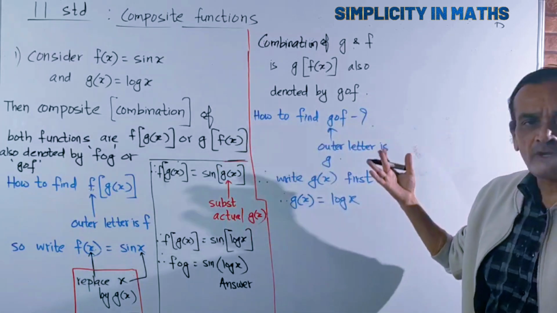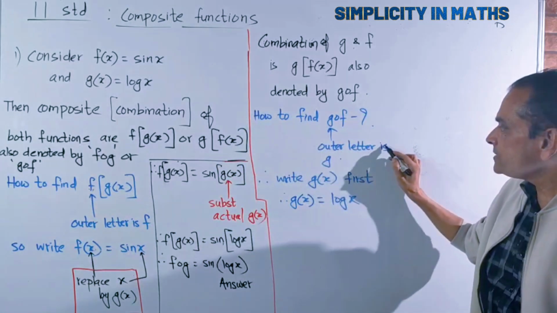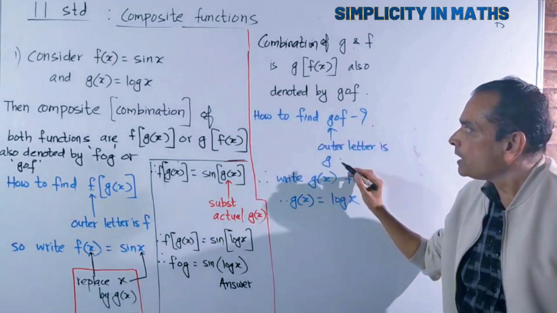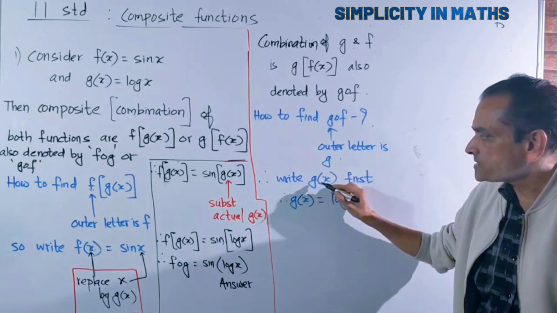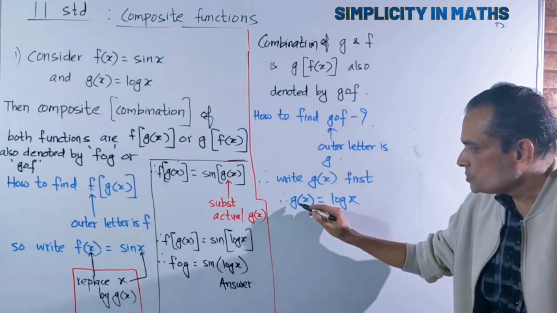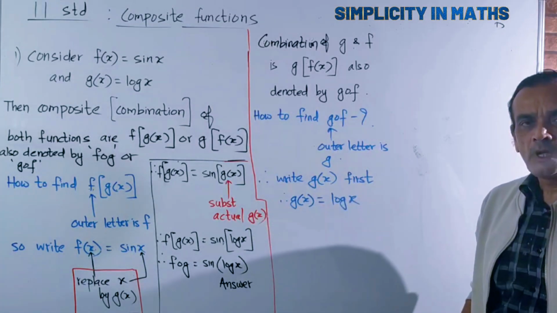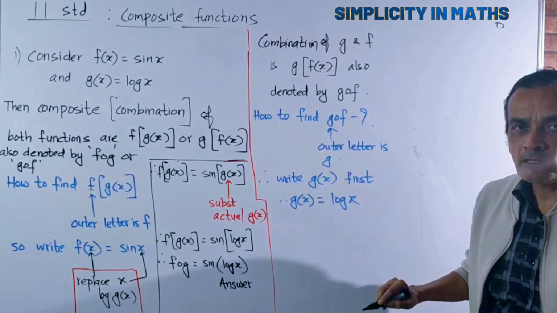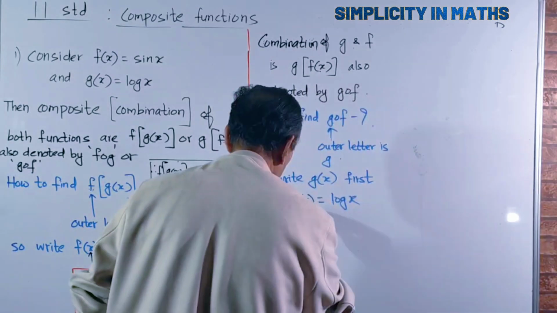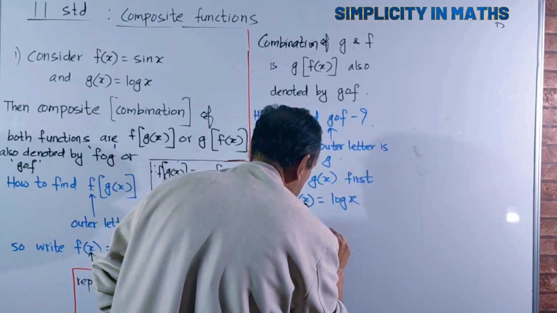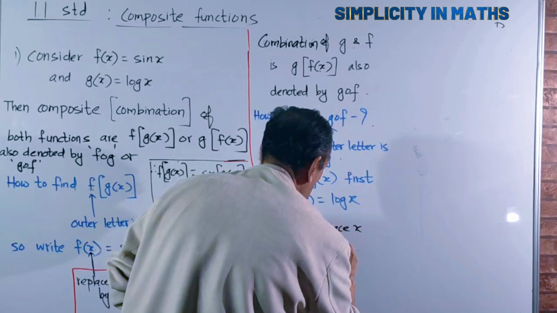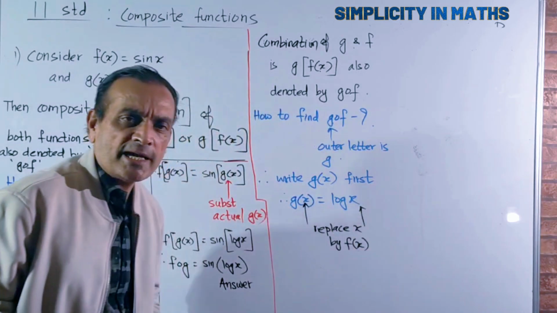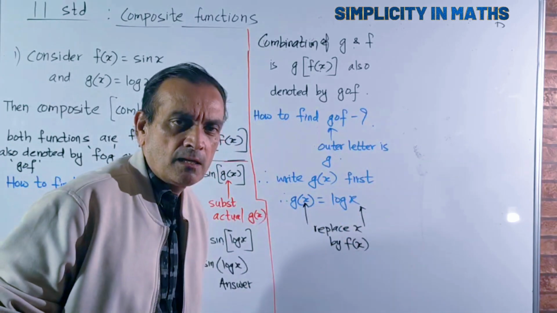How to find gof? बोलो. Outer letter is g. बाहर का letter either look at this or look at this. Outer letter is g. So write gx first. g of x is log x. What do we want? g के सामने fx चाहिए, तो अभी क्या करेंगे? Replace x by fx. Simple. Both sides replace x by fx.